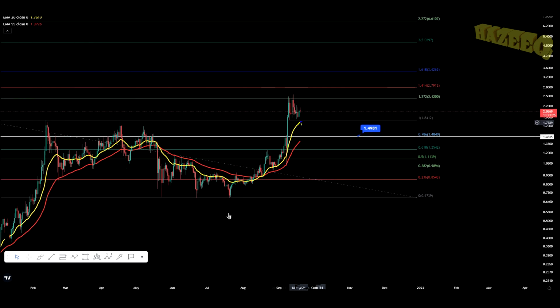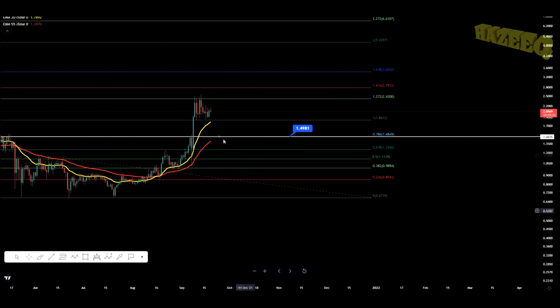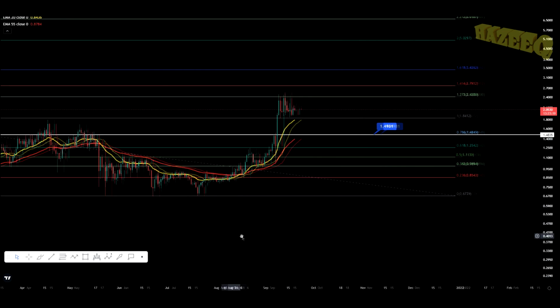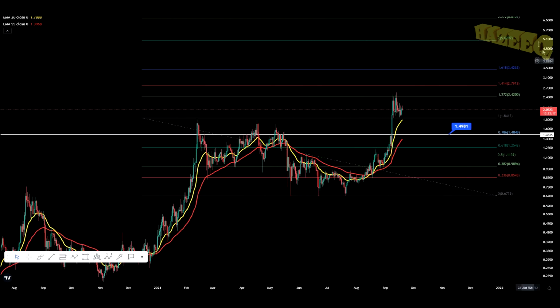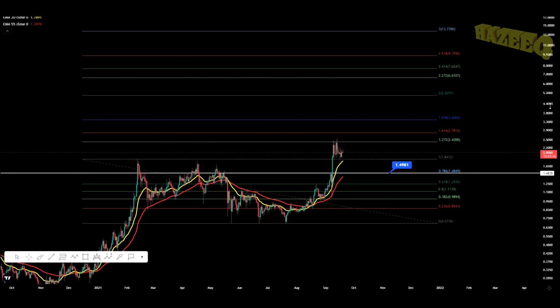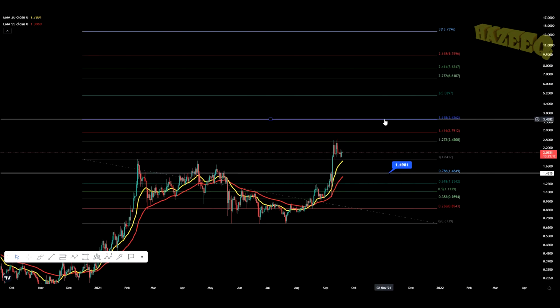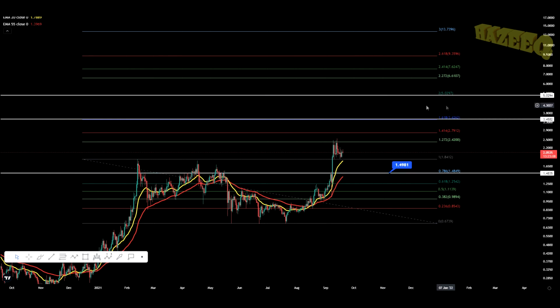So obviously we're looking at a bounce from the 20 EMA on the daily chart. That's something that potentially can happen. $1.84, keep that in mind as well. Looking at long-term targets, we do have the 1.618 sitting at $3.42, and the second fib level sitting at $5. So these are our two long-term targets for Algorand.